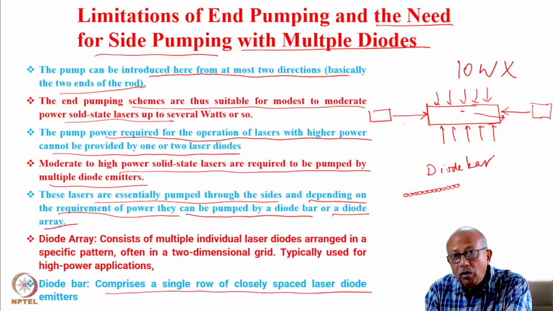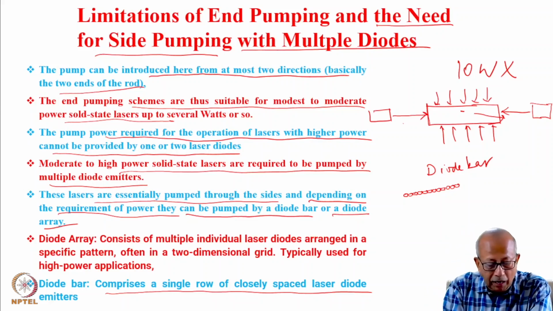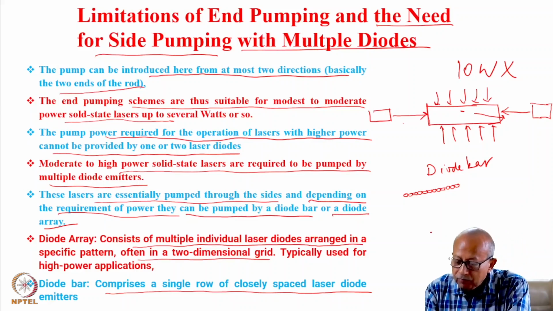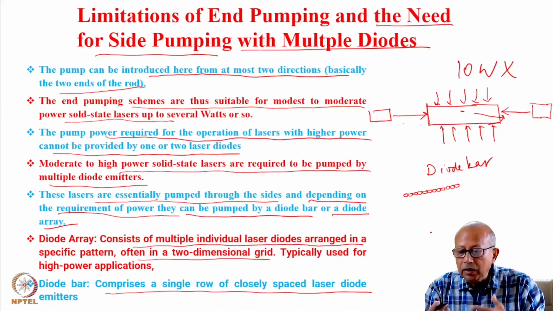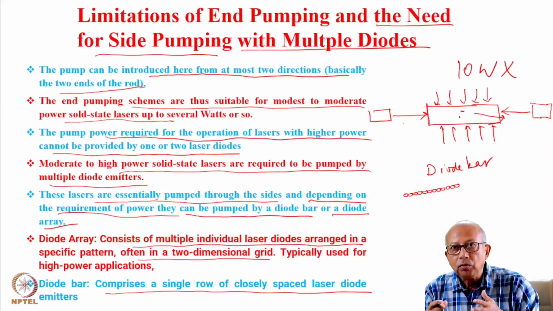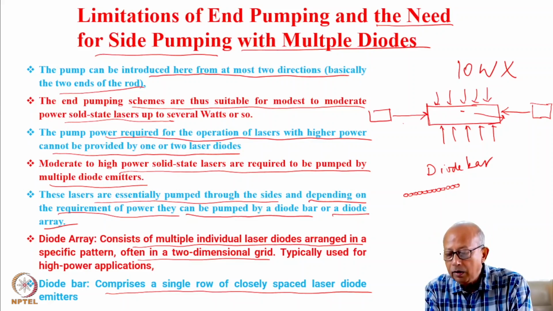And how would a diode array look? A diode array consists of multiple individual laser diodes arranged in a specific pattern, often in a two-dimensional grid. Suppose you need to increase the energy that needs to be pumped into the laser rod.